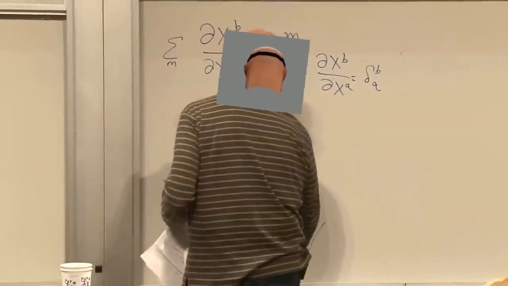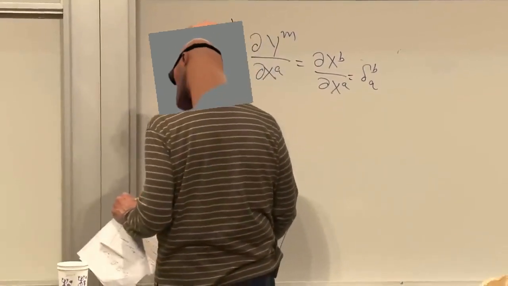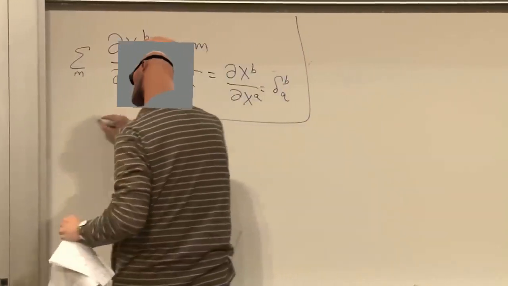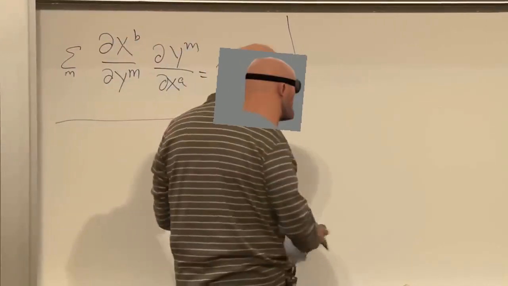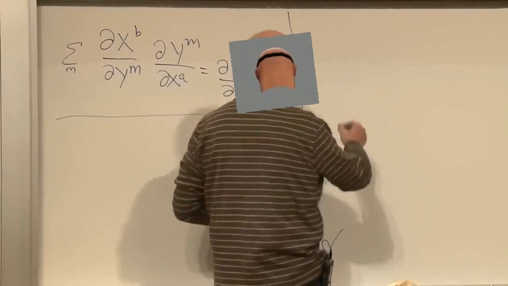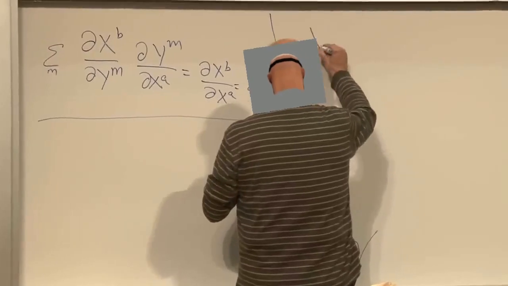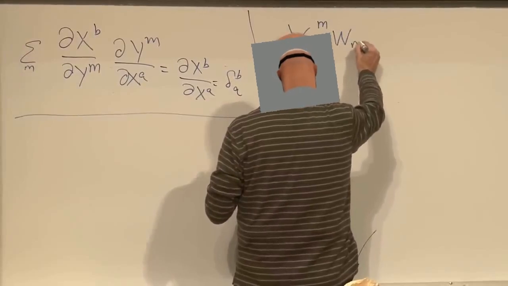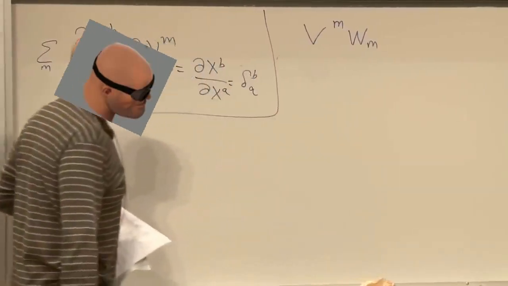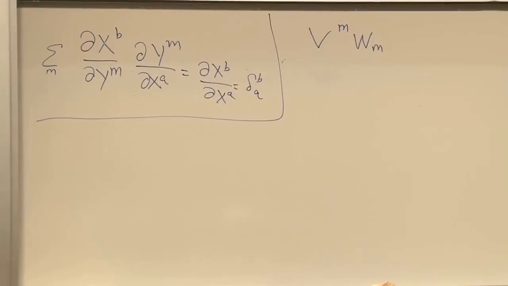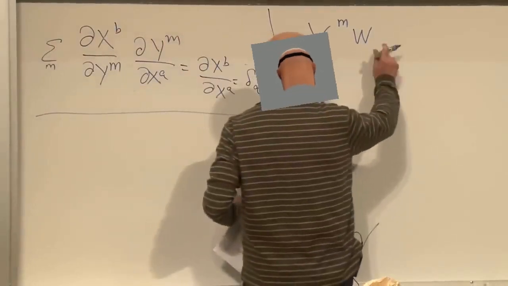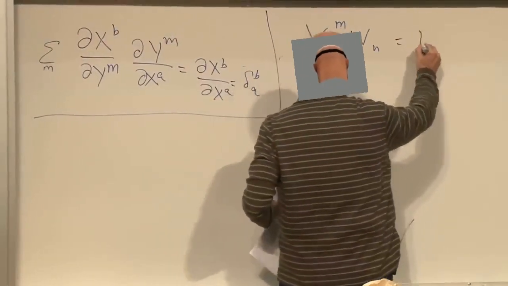Darn it, I have my lemma on the blackboard that I need. Okay, let's store it over here. All right, as an example, let's take a tensor which is composed out of V and W. V has a contravariant index M and W has a covariant index N. This is the tensor T M N.